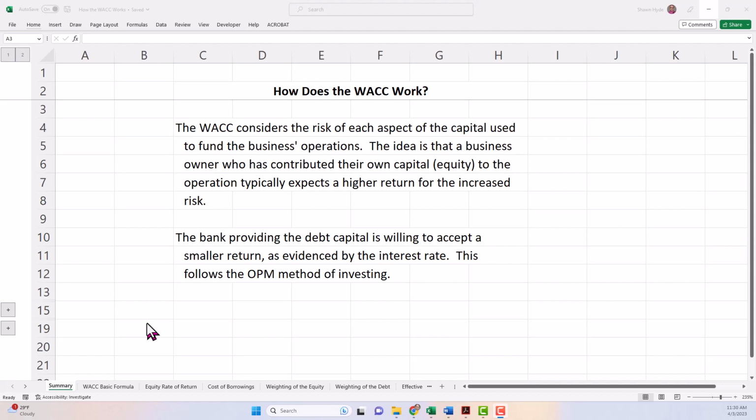So the owner of the business who's invested their equity into the business, they're typically going to expect a higher rate of return for that increased risk. It's their money they've invested. If there's debt capital, that's going to be usually a smaller return because it's an interest rate for the most part. So it follows kind of the OPM method of investing. OPM stands for other people's money.